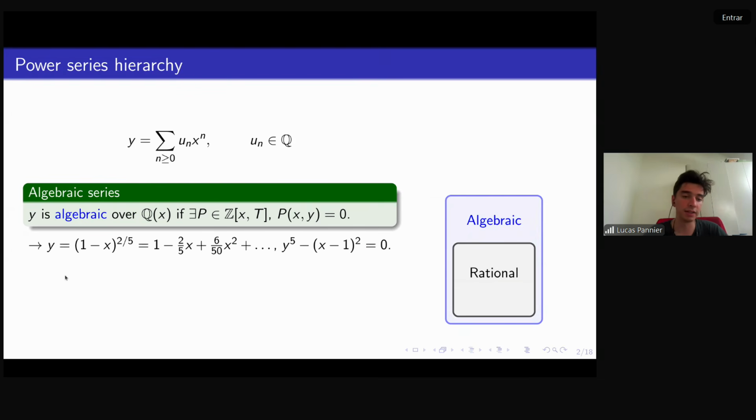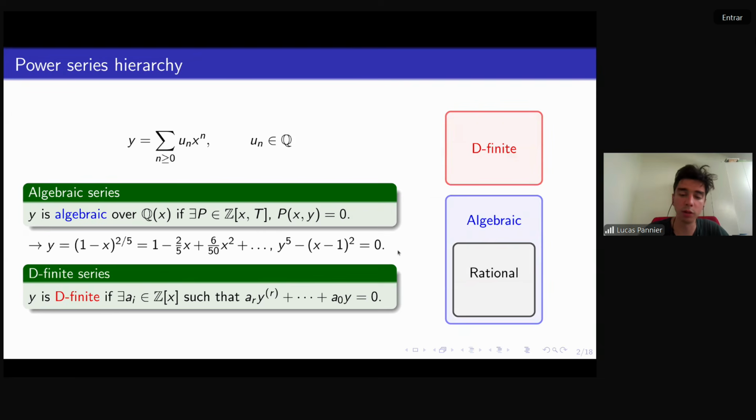An example of that is this root of a polynomial, which we can develop as a power series, and it satisfies this polynomial equation. Another property with which we have dealt is that the power series can satisfy a differential equation, and in this case we will say that y is D-finite if it satisfies such an equation. An example is the exponential of a polynomial. It satisfies this kind of equation.